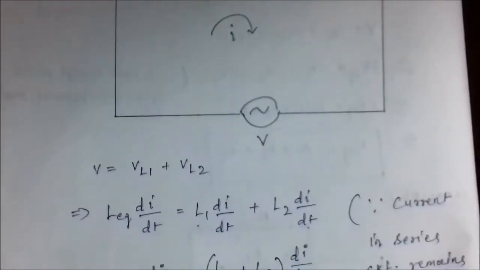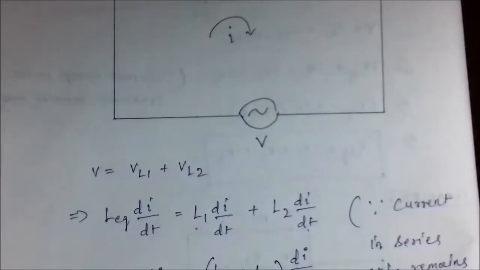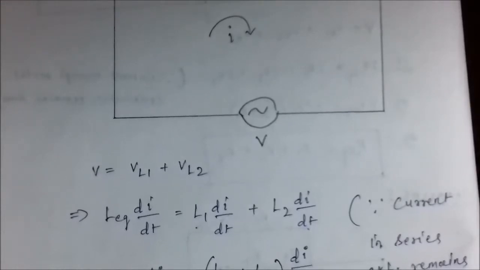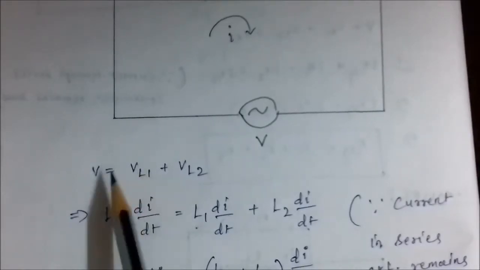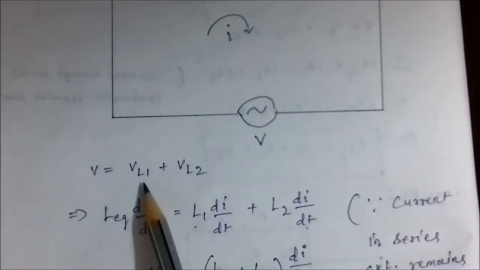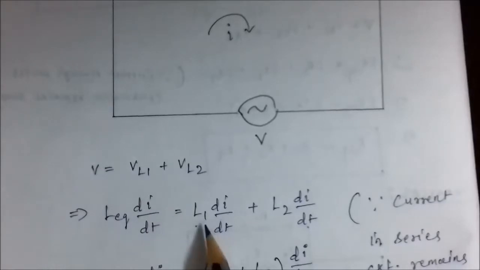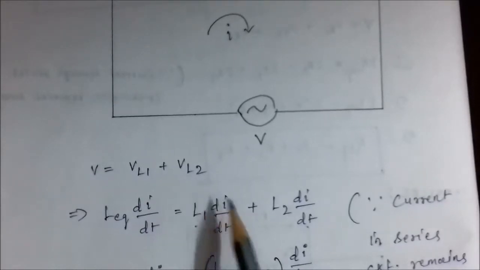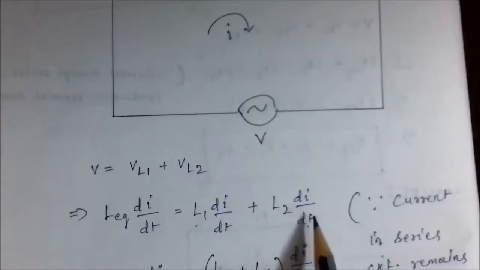Now we know that the voltage developed in an inductor is given by L into di by dt, where L is the coefficient of self-inductance and di by dt is the rate of change of current flow through the inductor. So here let the equivalent inductance of this series combination be equal to L subscript Eq. So we can write V as L Eq di by dt, and VL1 can be substituted by L1 di by dt, and VL2 can be substituted by L2 di by dt.